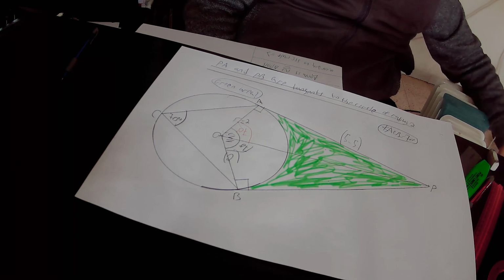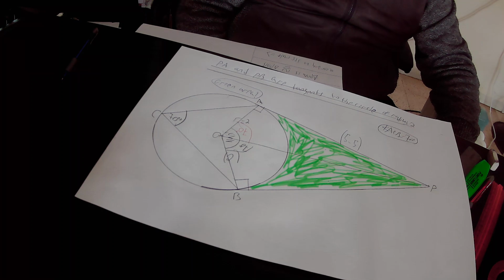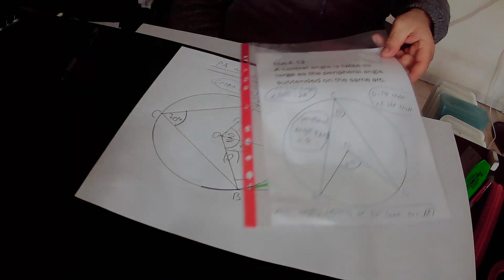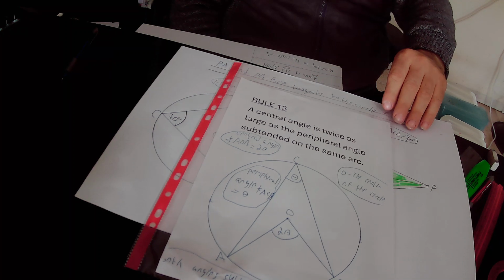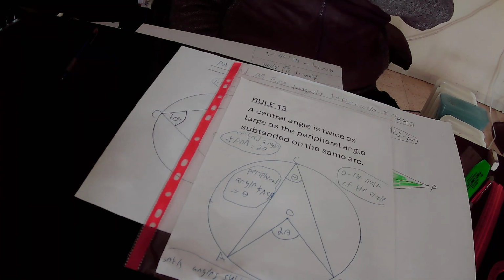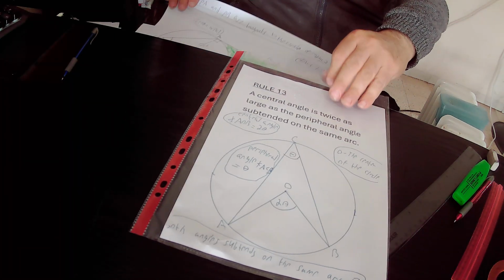Okay, then I presented to you the new rule and implemented it in our drawing. The new rule is rule number 13, and according to rule 13, a central angle is twice as large as the peripheral angle that is subtended on the same arc. So, in the drawing we have a circle.